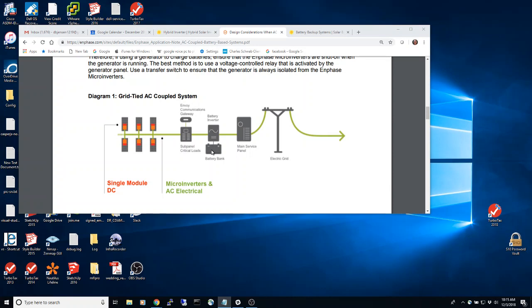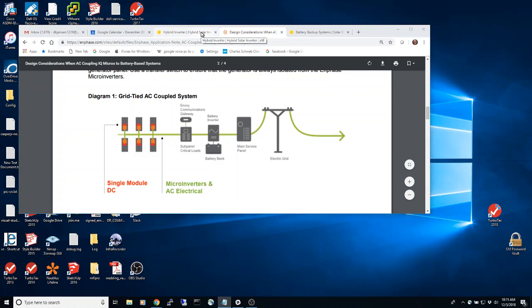So the problem is now we need to have a battery bank usually, and then for that we need a battery charger, and this battery inverter fakes out our micro inverters and basically causes them to produce power. But once they're producing power, they are unregulated. So we could overcharge our battery. So it starts to become pretty complicated.